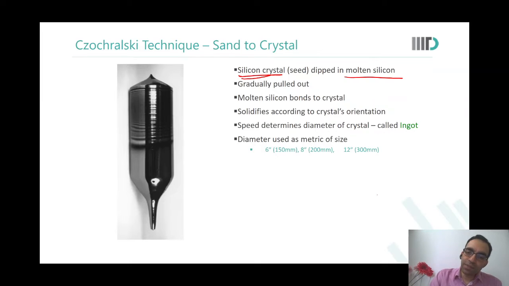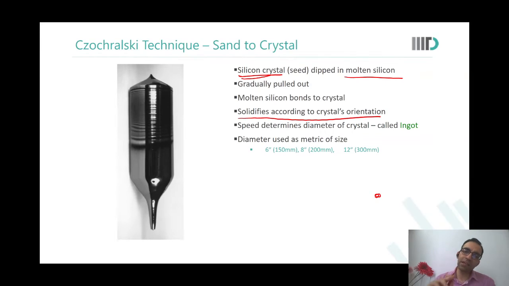And this silicon crystal that we have, we put it so carefully into our instrument so that when it goes deep, dips into the molten crystal, it then starts to crystallize. It solidifies according to the crystal's orientation. So the orientation of my seed crystal is carefully chosen and determined, and only then you dip it into there.